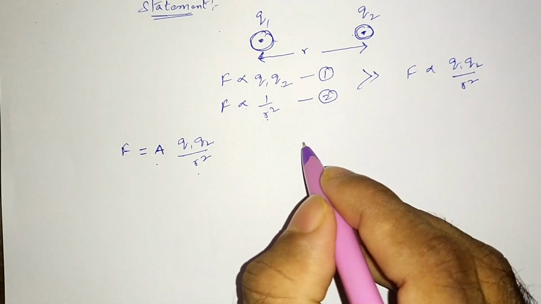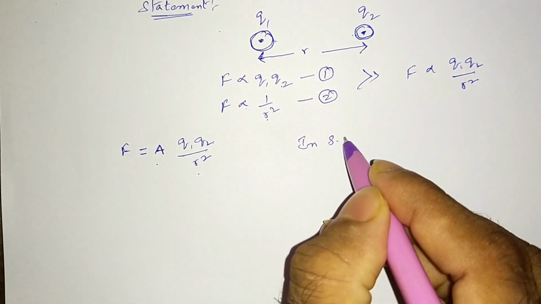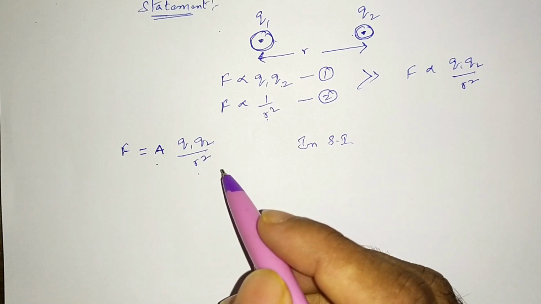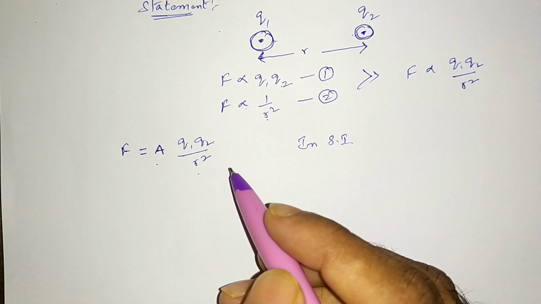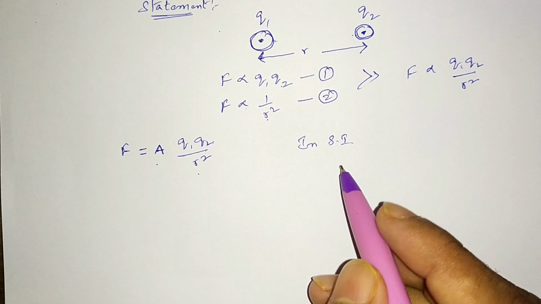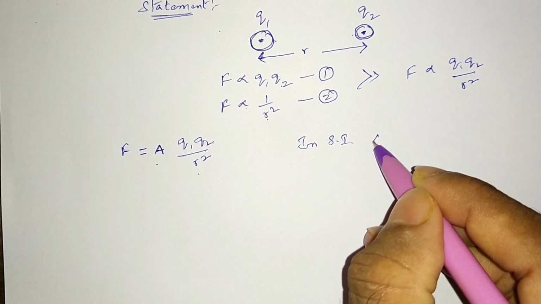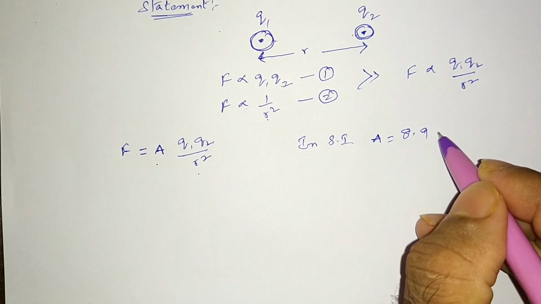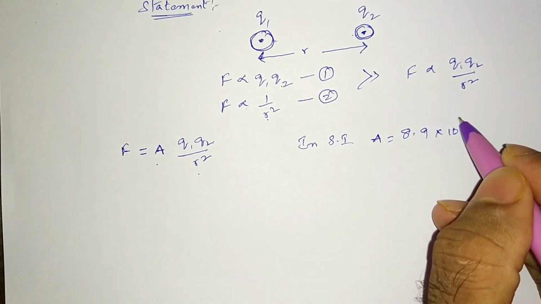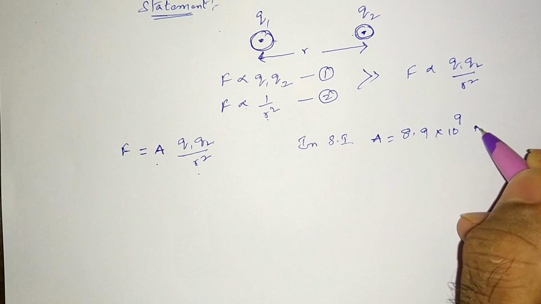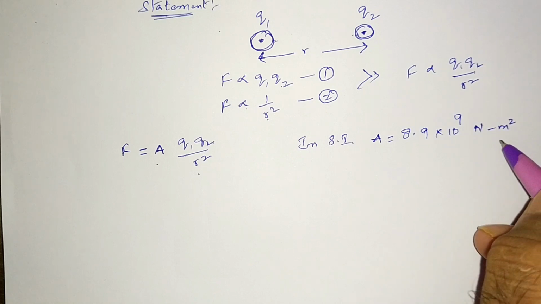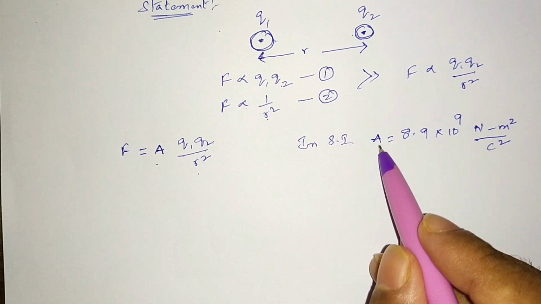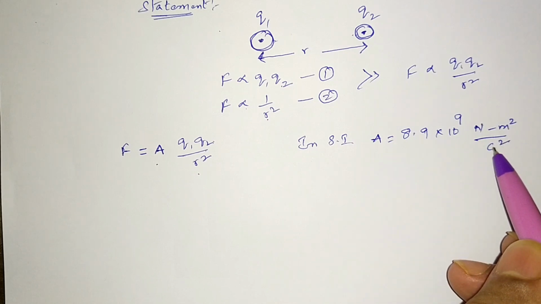So in SI, if you take all these quantities F, Q1, Q2 and R in the SI system, then the constant value A is measured as 8.9 into 10 to the power of 9 Newton into meter square by Coulomb square. This is the unit of this proportional constant, Newton into meter square by Coulomb square.